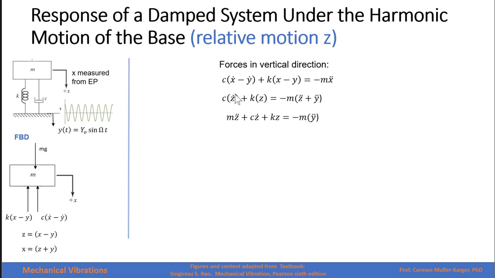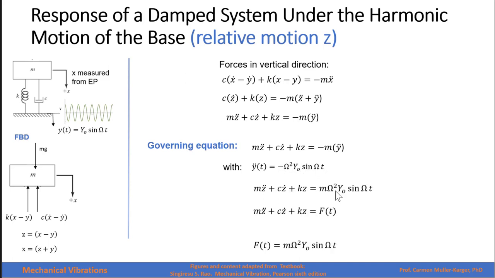If we substitute our relative motion variable, we get c times z dot plus k times z equal to negative m times z double dot plus y double dot. We write our equation of motion as we are used to seeing it. Now let's substitute y double dot, which is the second derivative of this displacement. It will be y0 times the frequency squared times negative sine of omega t. We substitute that in our equation, and this is our equation of motion, and this becomes our non-homogeneous term.